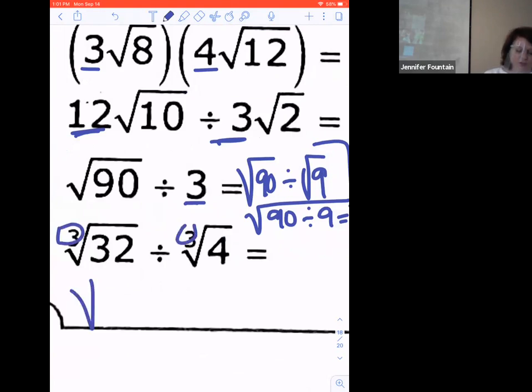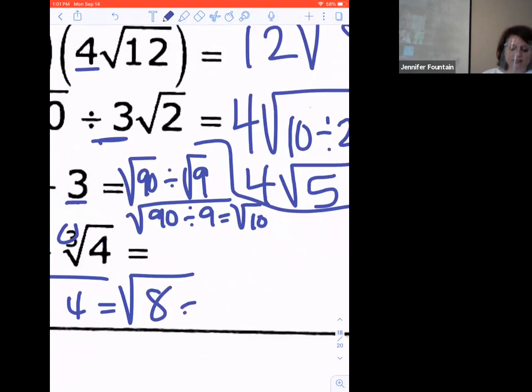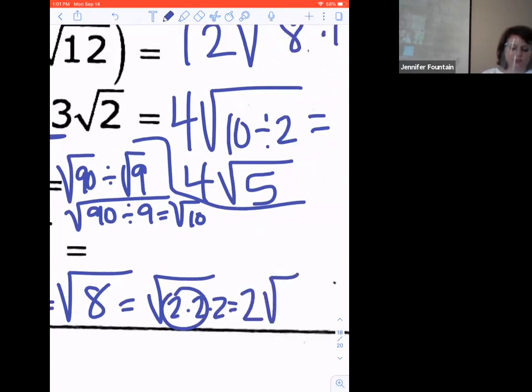All right, indexes are the same. So I'm going to put them underneath the radical and have 32 divided by 4. And 32 divided by 4 is 8. Is 8 simplified, the square root of 8? It's not simplified, so I need to go ahead and simplify that. And that's going to be 2 times 2 times 2. We know that those are 2 groups, so it's going to be 2 times the square root of 2. So the main thing is anytime I get an answer, I want to check it and make sure that it is in simplified form, okay?